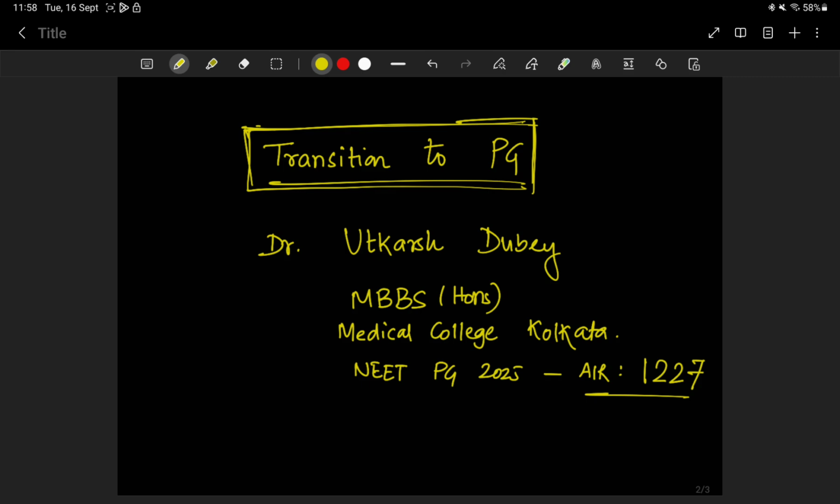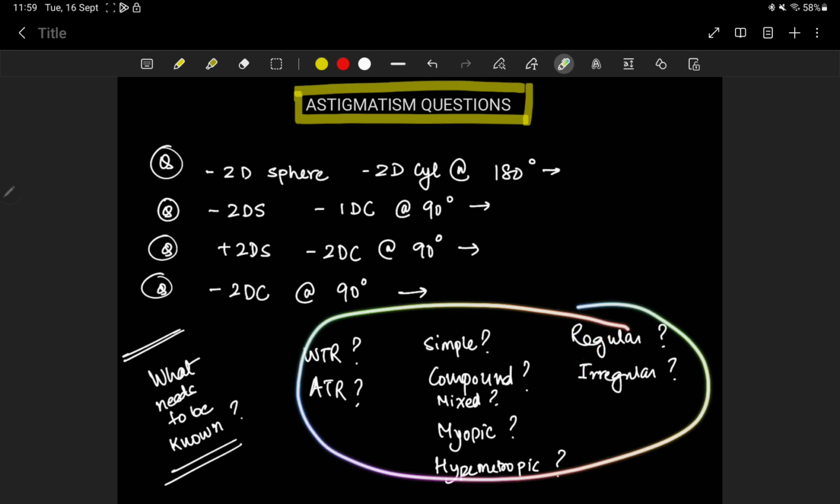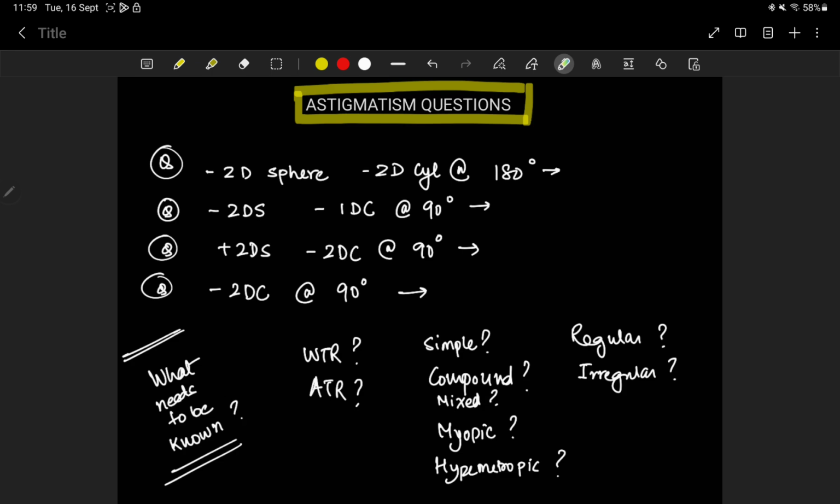So in this video, I'll briefly talk about some questions on optics which are very typical of astigmatism. Many of us have seen questions like these. I have some samples here, like -2 diopter sphere and -2 diopter cylinder at 180 degree, and we have to comment on whether it is with the rule astigmatism or against the rule astigmatism, simple, compound, or mixed, myopic or hypermetropic, regular or irregular. All these concepts are discussed in this video, so I'll give you a brief summary.